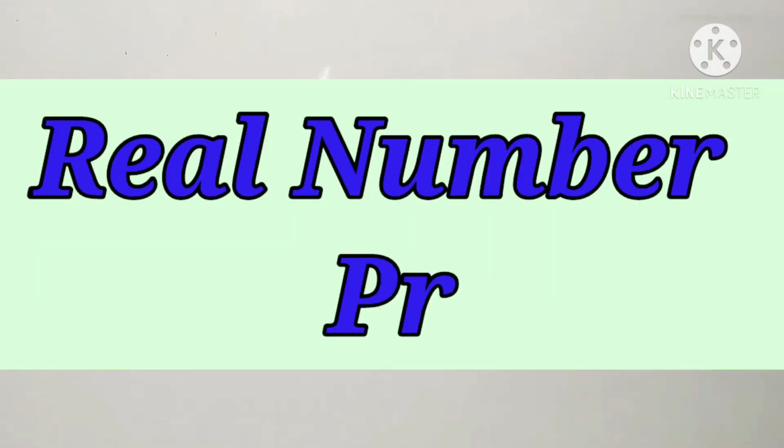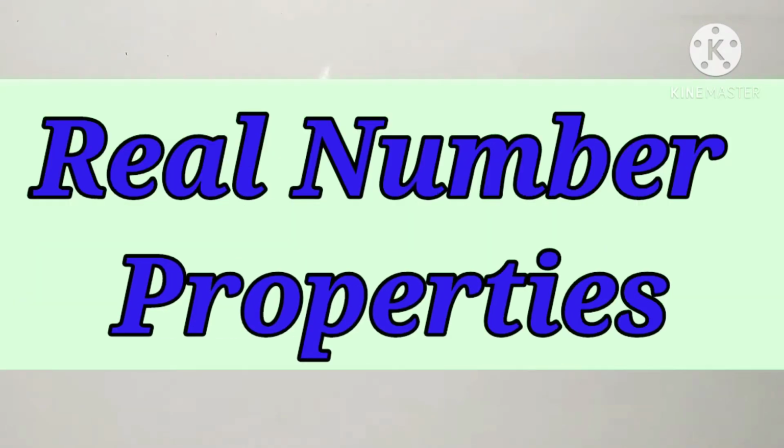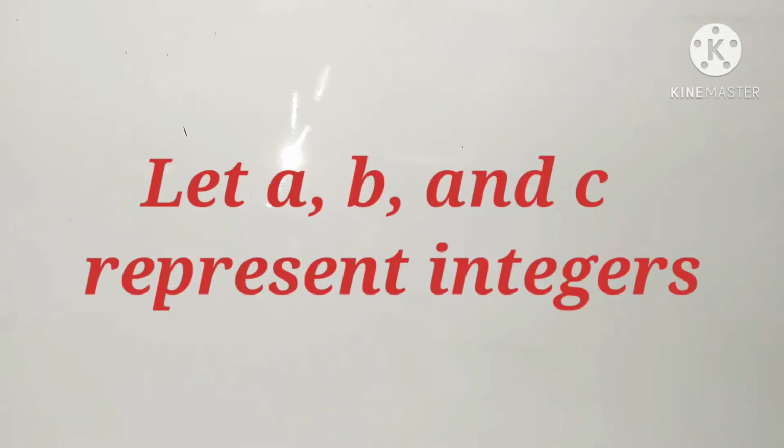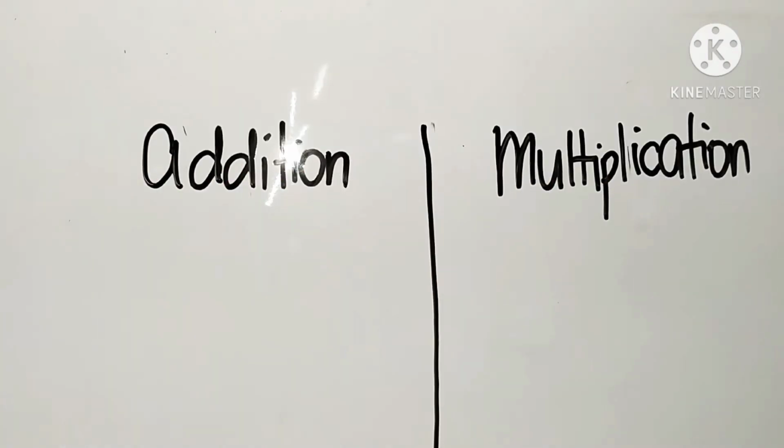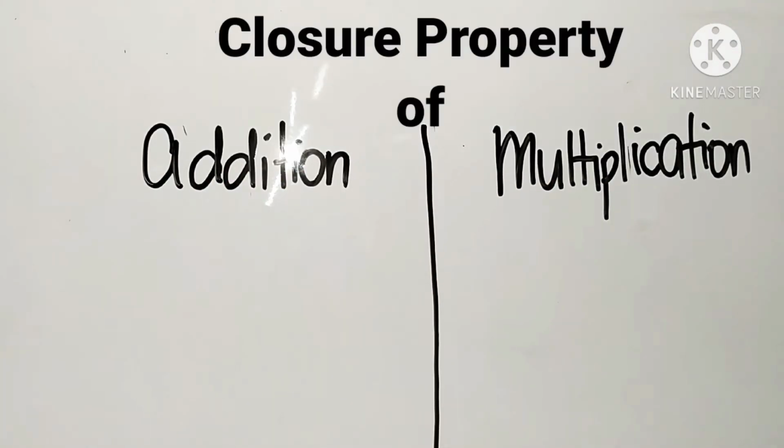Sa videong ito ay pag-aaralan naman natin ng tungkol sa properties of real numbers. In performing operations on integers, there are properties which we apply. For this lesson, I'll be using A, B, and C to denote or represent integers. The first property is the closure property of addition and multiplication.